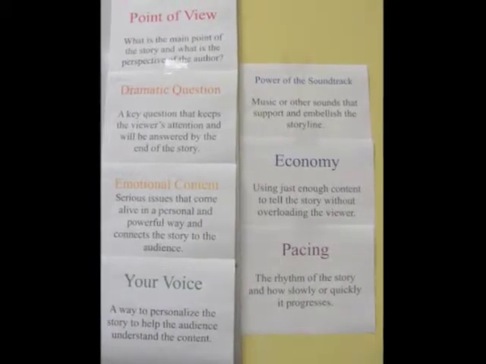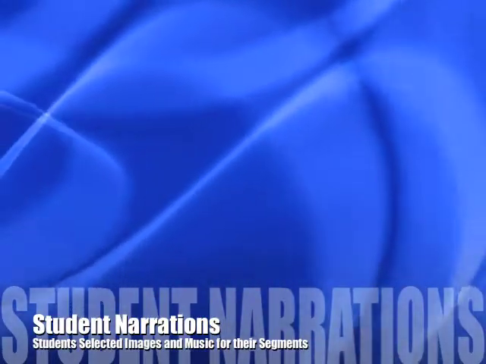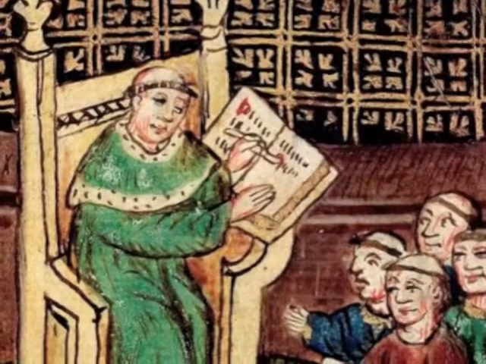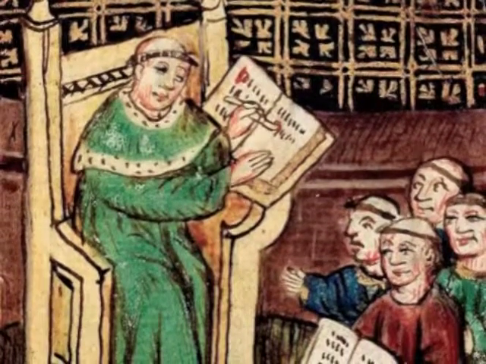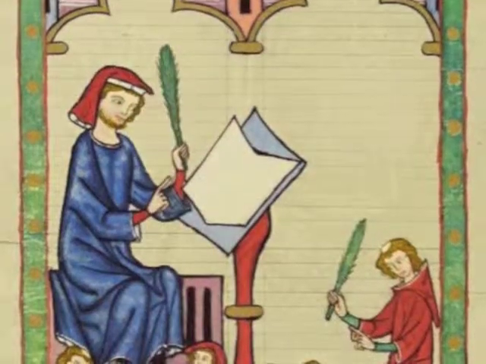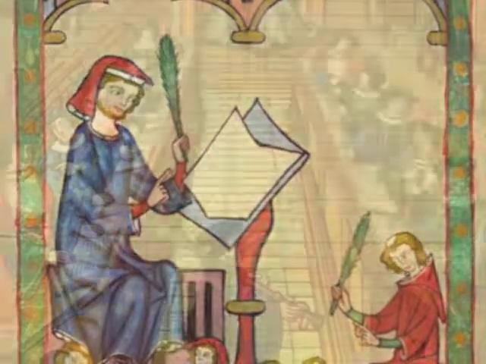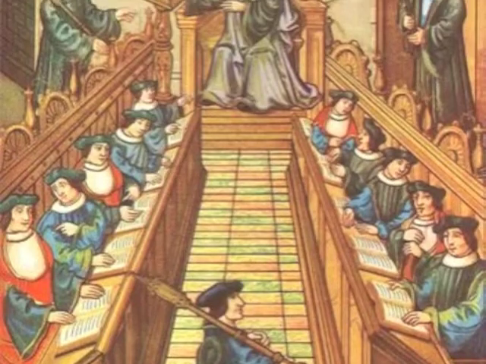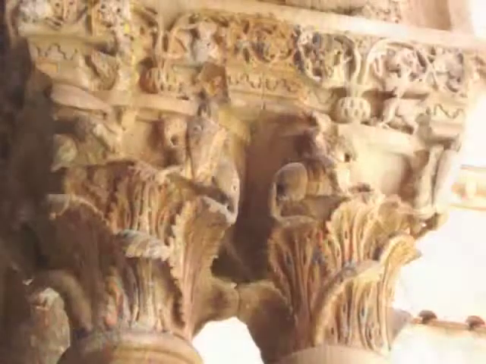Here are examples of some student narrations and the art that they chose for the movie. The beginning of the Middle Ages was called the Dark Ages. It was time of violence and danger. The Roman Empire had fallen, and many things had been destroyed, including many records and scrolls. The Roman Catholic Church saved what they could and made handwritten copies of things that had been saved.